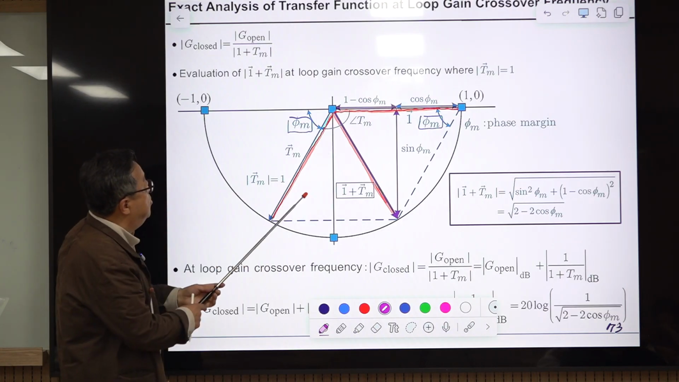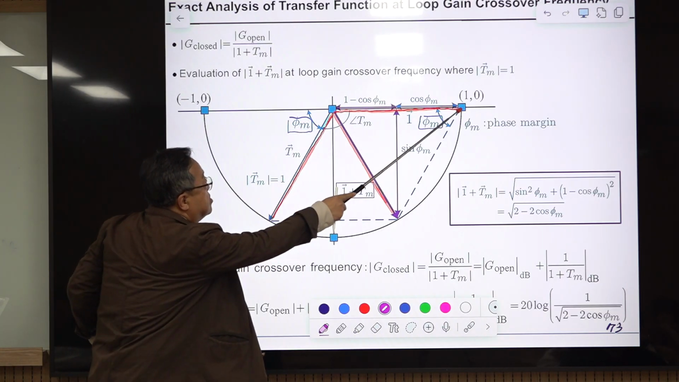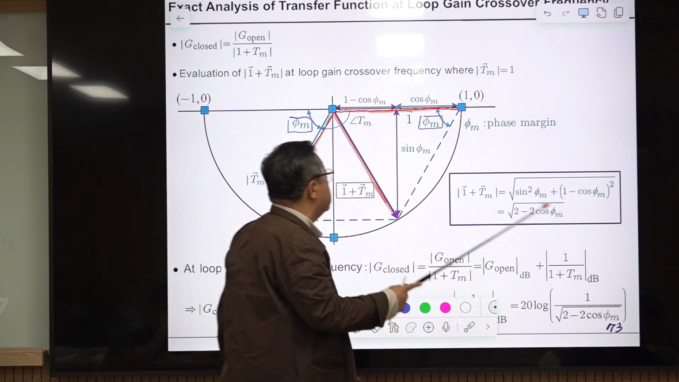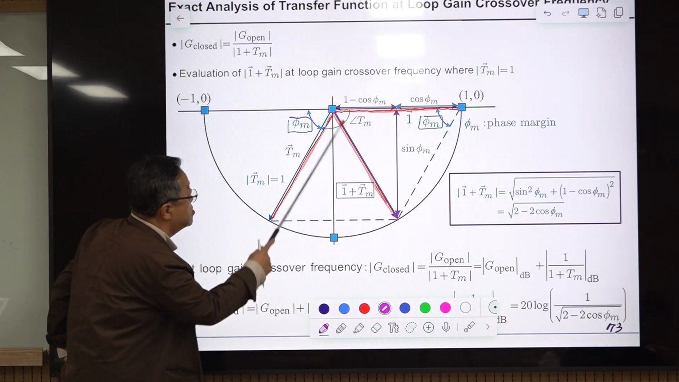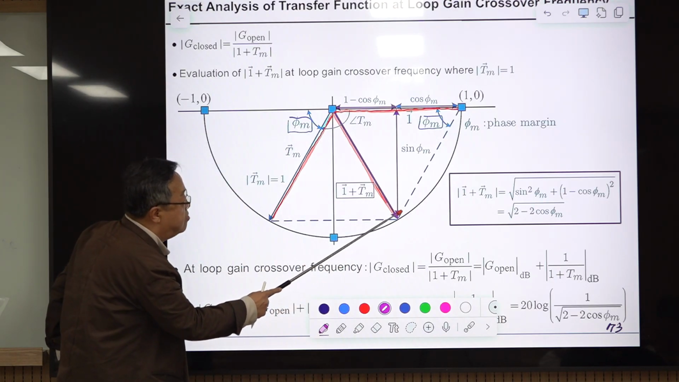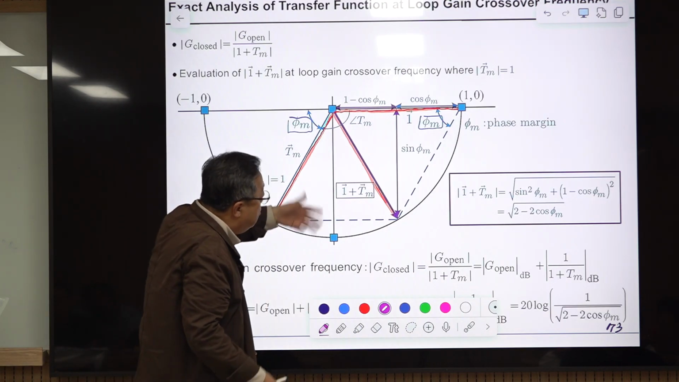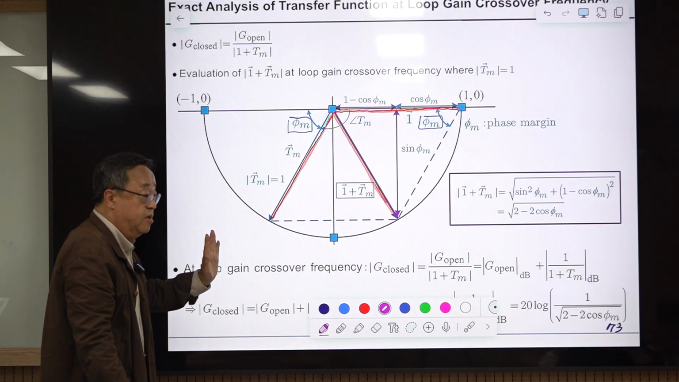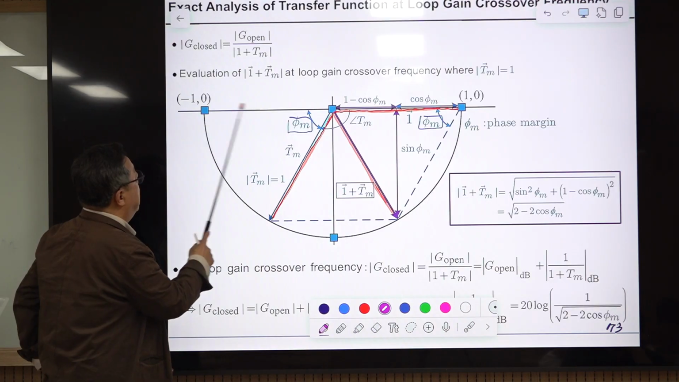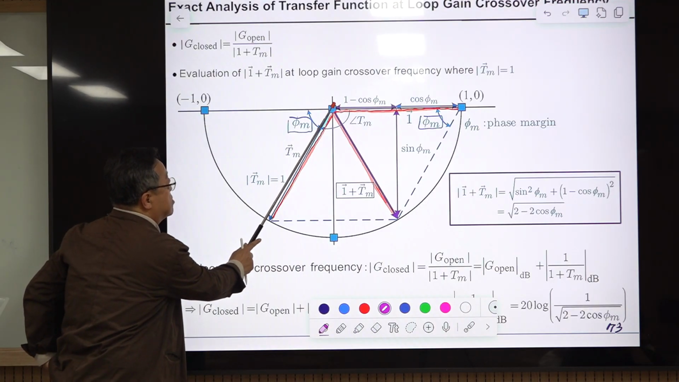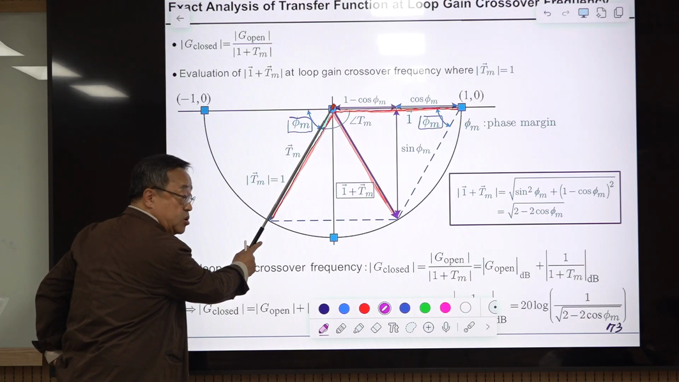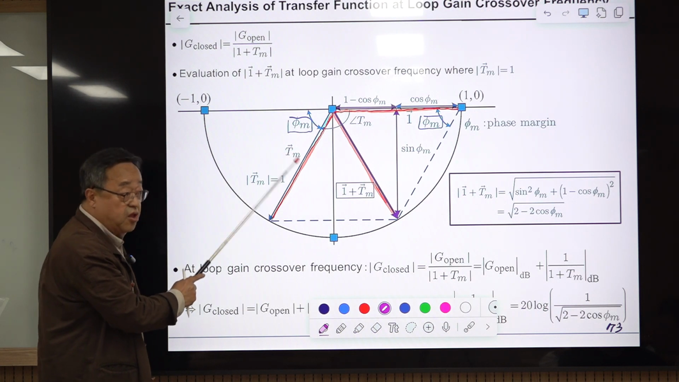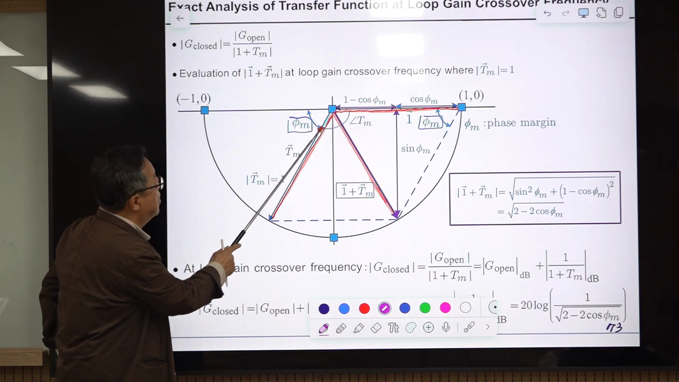We are trying to evaluate this vector summation, and we have the parallelogram rule for vector addition. Then the resulting vector is this purple one. We desire to derive the equation for this length. That's very simple. Here, this is minus 180 degrees, and this is the phase of loop gain at the 0 dB crossover frequency, and the difference between them is the phase margin. This is the definition of the phase margin, phi m.